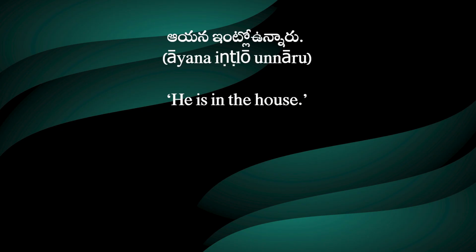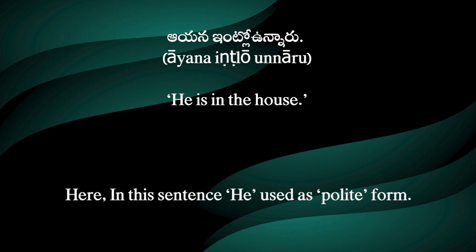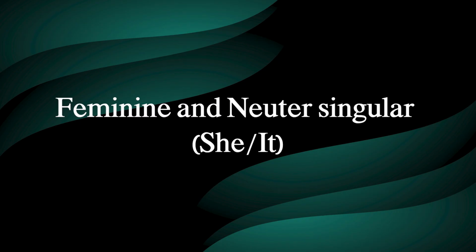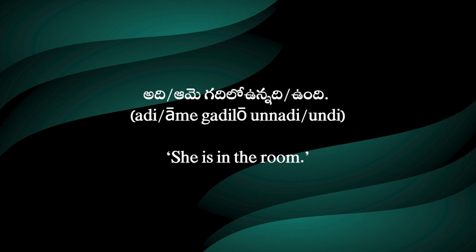Another example, ఆయన ఇంట్లో ఉన్నారు. He is in the house. Here, in this sentence, he is used as a polite form. Other examples, for the feminine and neuter singular, she or it. ఆమె గదిలో ఉన్నది.